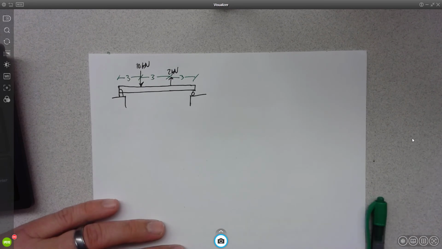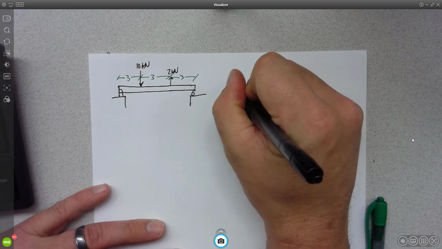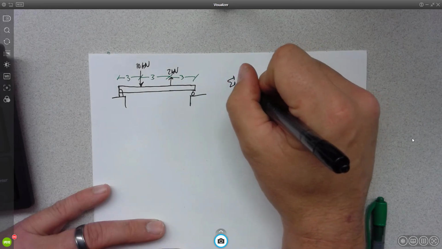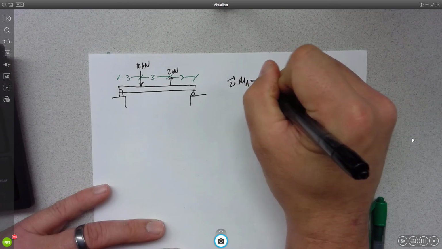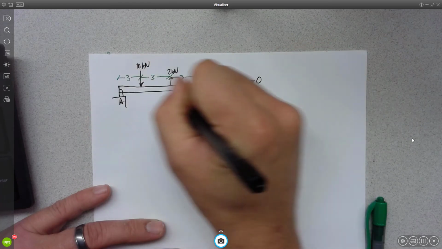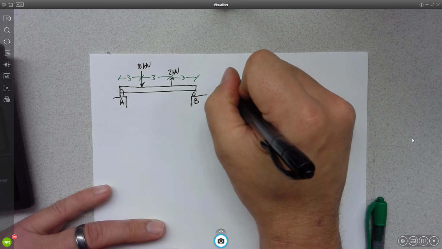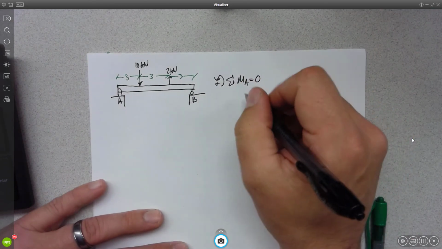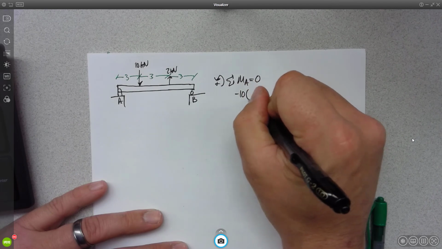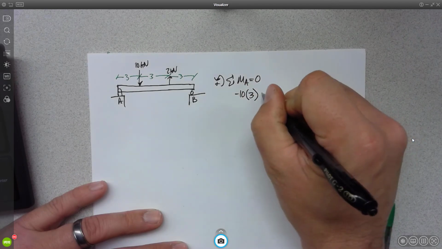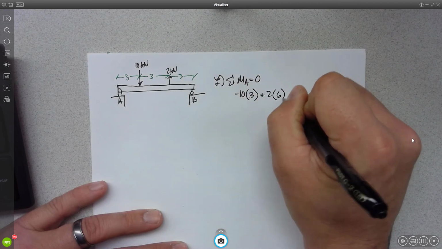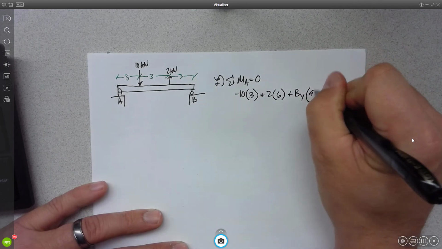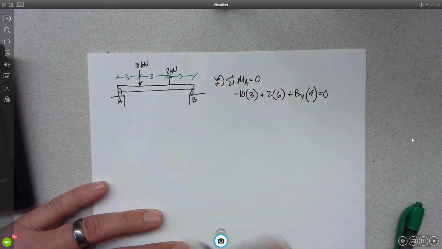Let's solve for our reactions first. Let's do that by summing the moments about A and setting them equal to 0. Here's A, here's B. Okay, so it looks like I'd have minus 10 times 3 plus 2 times 6 plus By times 9 equals 0.